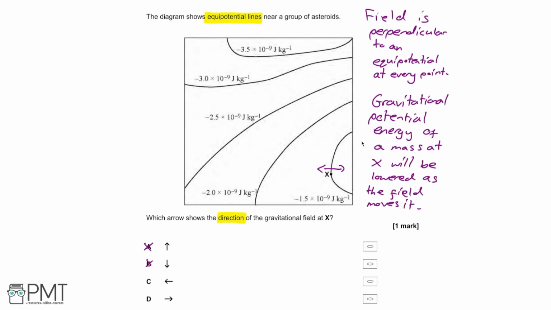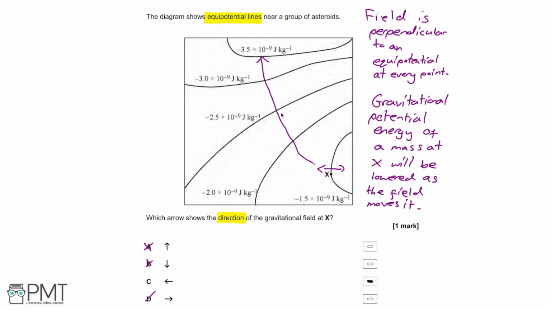Therefore, what we can see is that it wants to move towards the region with lower gravitational potential energy, which is denoted by all the subsequent equipotentials. So it would want to move towards them, and a rough trajectory would look something like this. In this case, because the equipotential at x is directly vertical, it would want to move directly horizontal and to the left. Therefore, our answer is C.